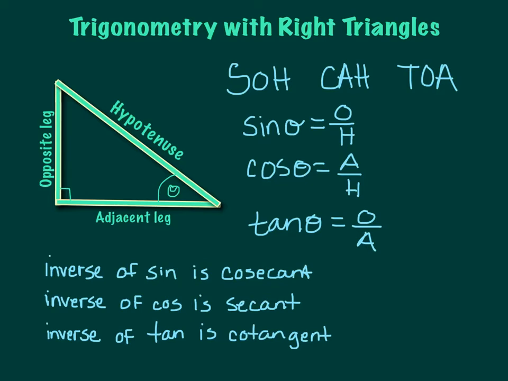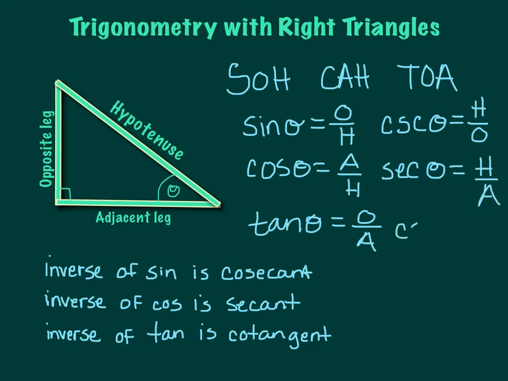You already know SOHCAHTOA, so all you have to do is remember that the inverse of sine is cosecant, so we abbreviate that with CSC theta, and the inverse meaning the reciprocal, h over o. So the cosecant is h over o. The secant, which is the reciprocal of cosine, secant theta is going to be h over a, and cotangent theta will be the reciprocal of tangent, a over o.